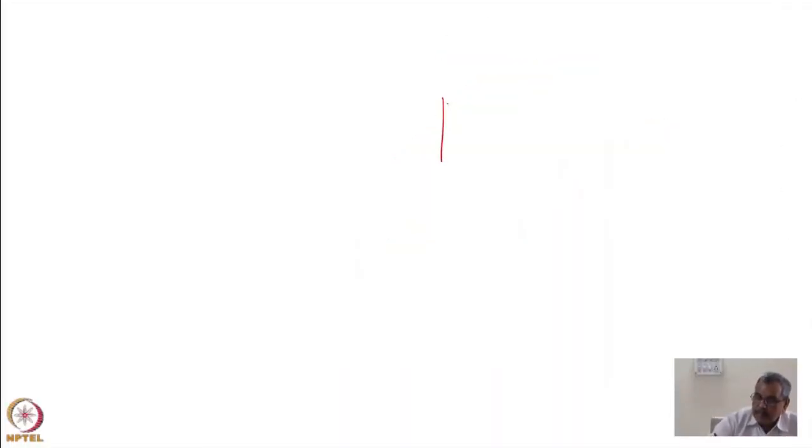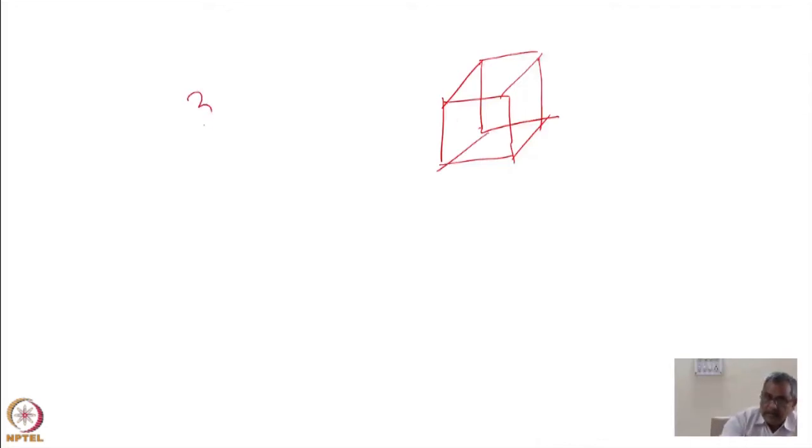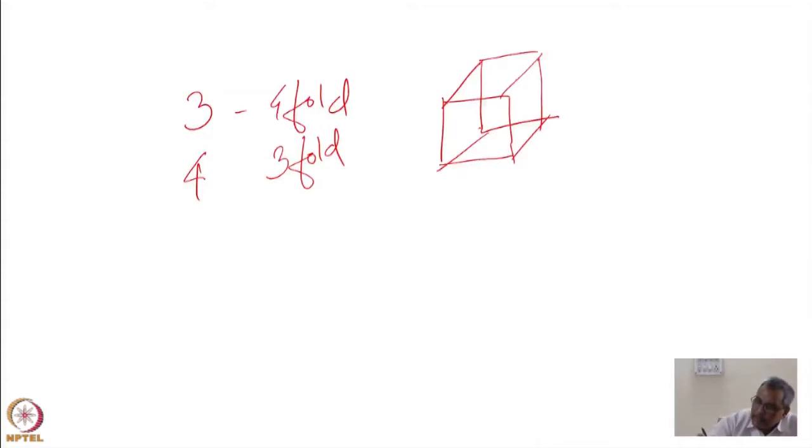For a cube, let me be a little clearer about it. This is a cubic figure. There are 3 fourfold axes. Then when I add the body diagonals and rotate around them, because there are 8 corners, there are 4 diagonals, and the symmetry around the diagonals is threefold. Also, if you join the centers of opposite edges, I get twofold axes, and there are 6 of them.